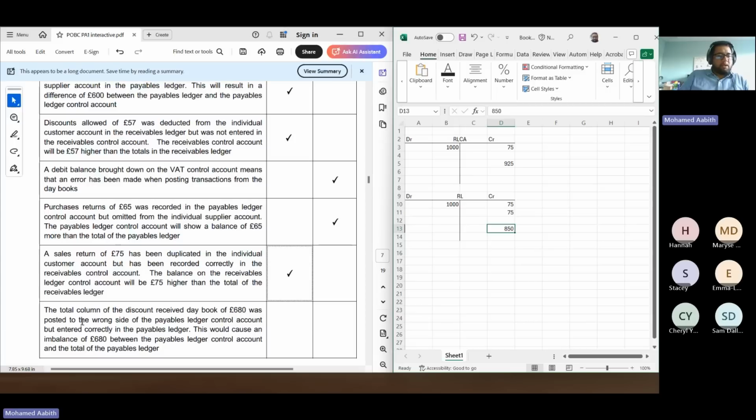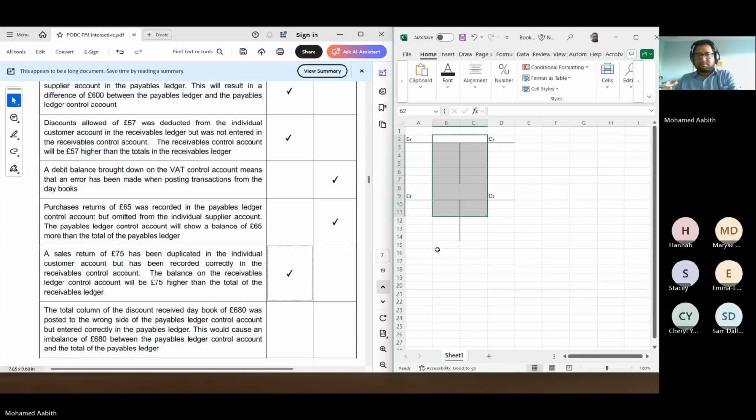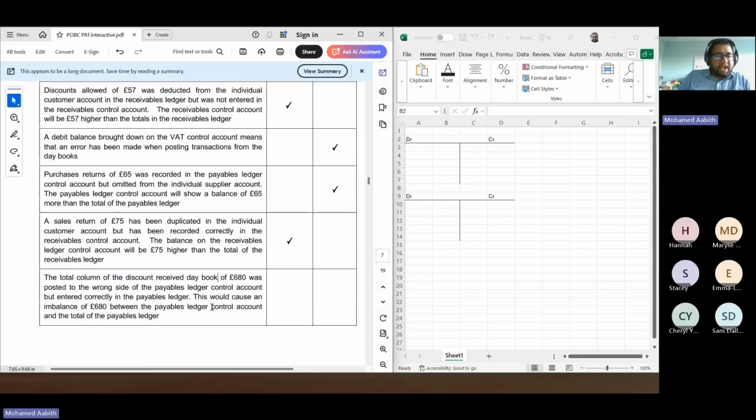Let's prove it. If I'm going to look at here, this is going to be from the payable side again. £680 was posted on the wrong side of the payable ledger control account and entered correctly into the payable ledger. This would cause an imbalance of £680 between the payable ledger control account and the total of the payable ledger. Now, can you see this here, guys? One of them was entered on the wrong side.